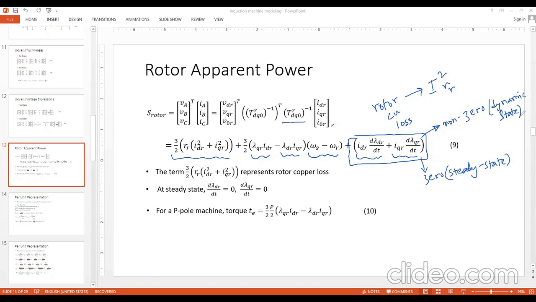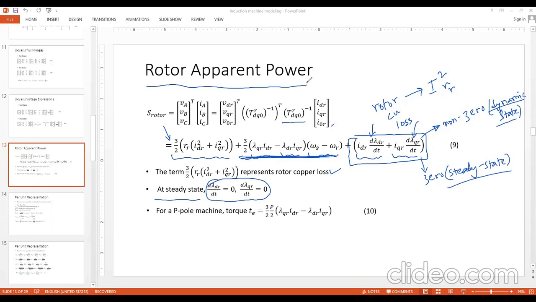The first term is the rotor copper loss. It is always present, in the dynamic case or in the steady state case. The second term is also present in all cases, be it the steady state or the dynamic state. So the first term is already discussed. At steady state, what would happen? These dynamic terms, the time derivatives, would be 0. So if we consider the rotor apparent power under the steady state case, we can cancel this out.